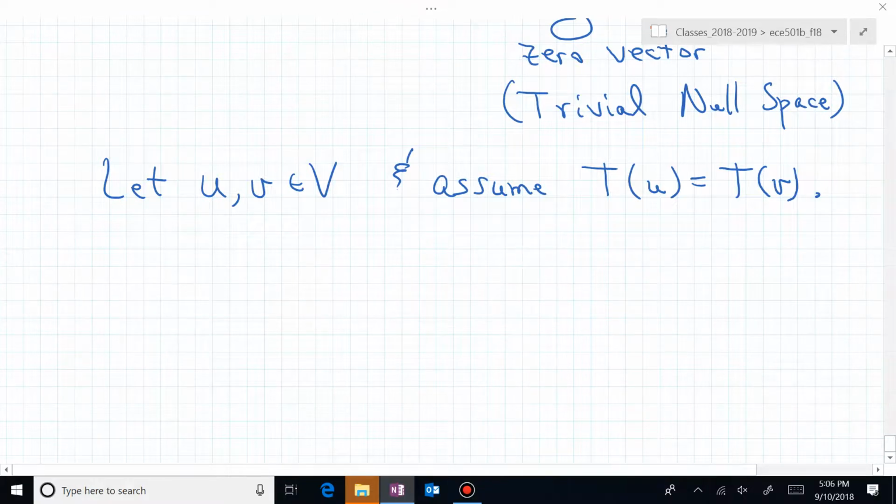So now let's let u and v belong to the domain and assume that T of u is equal to T of v. So now we can say 0, and now it's probably this forward-backward thing again. But 0 we can write as T of u minus T of v.